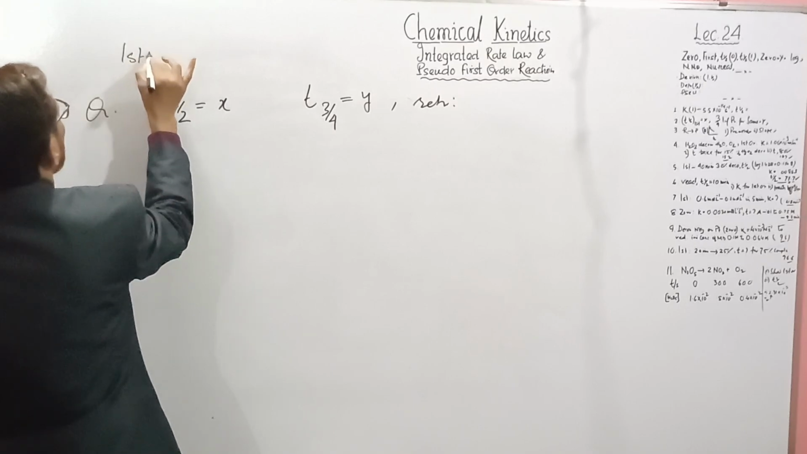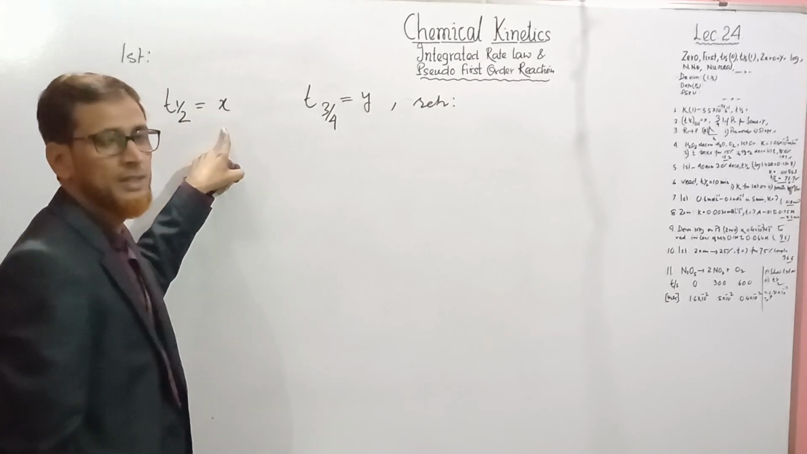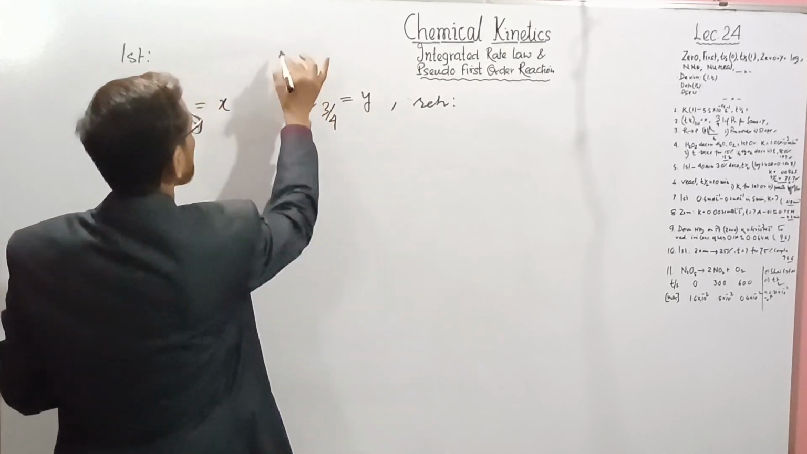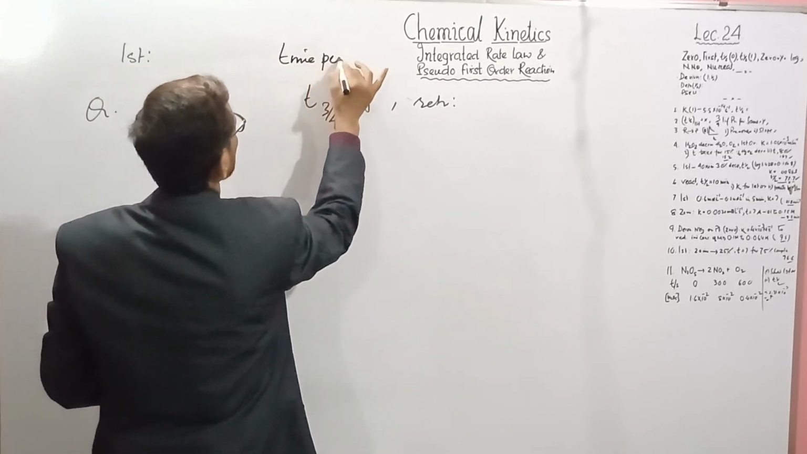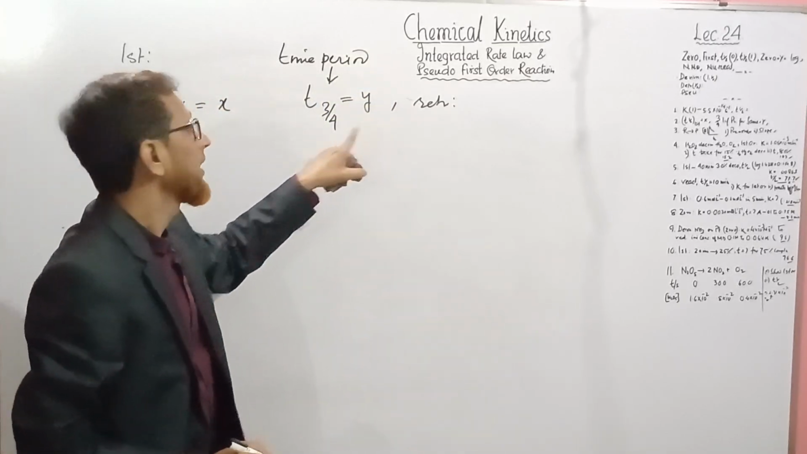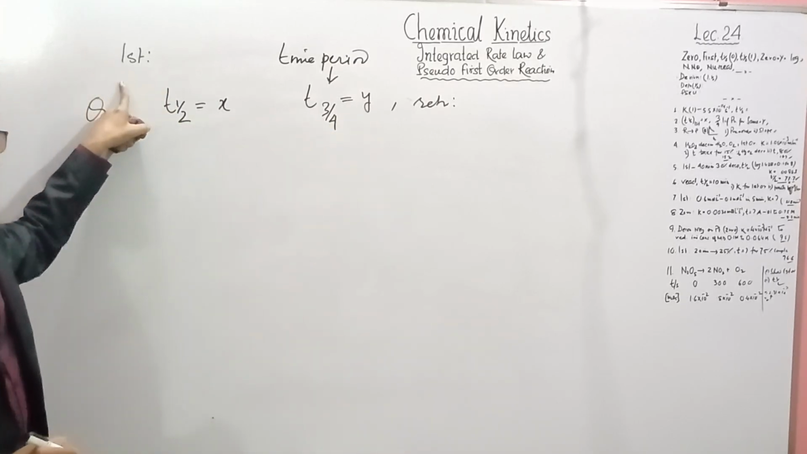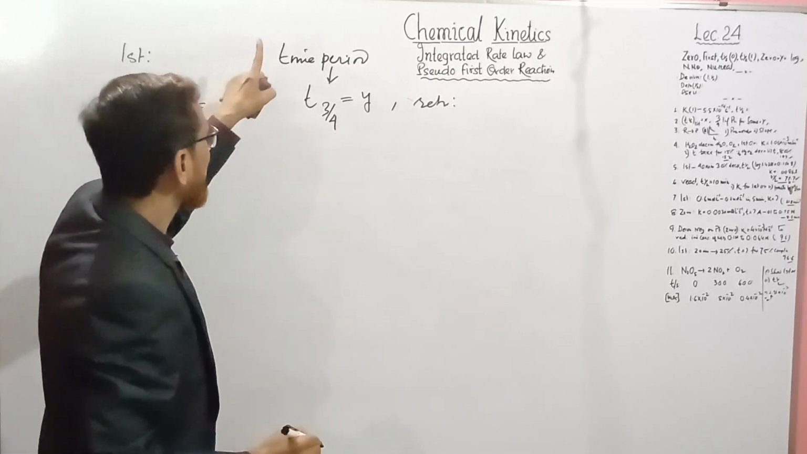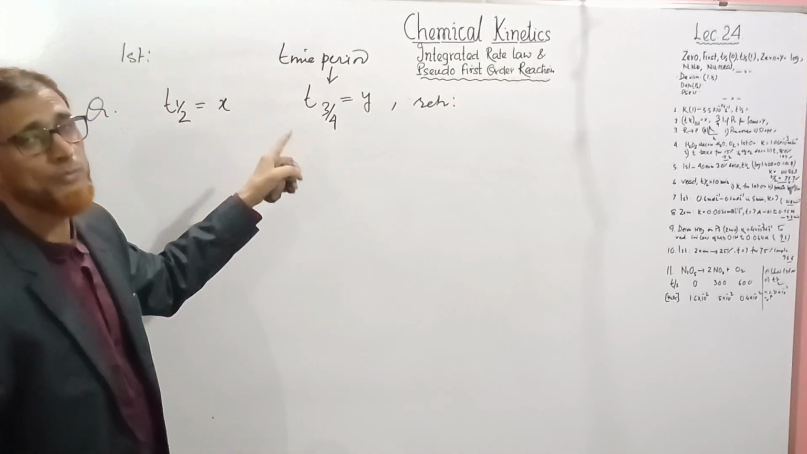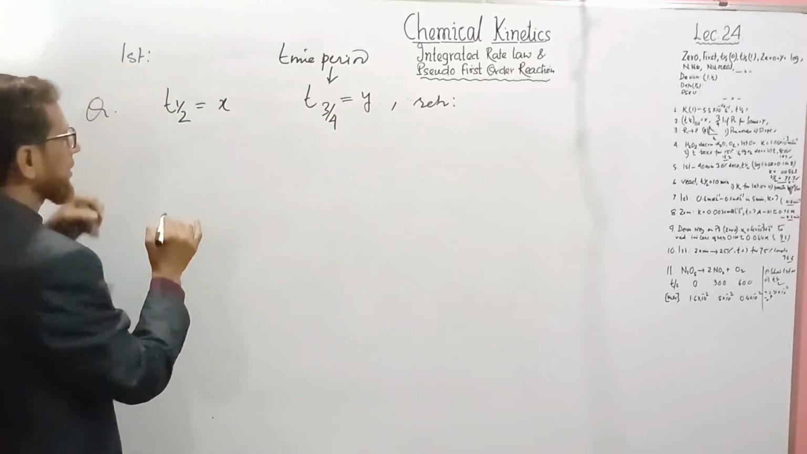Question is, T half for a first order reaction is assumed to be X, and time period for T 3/4 of the same reaction is assumed to be Y, and you are asked to establish the relation between X and Y. What is the relation between this and that? So it is first order reaction, am I right?